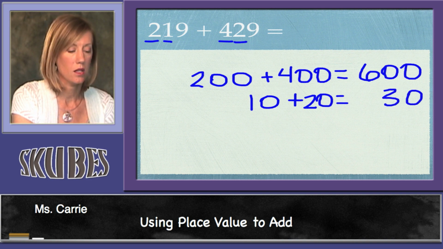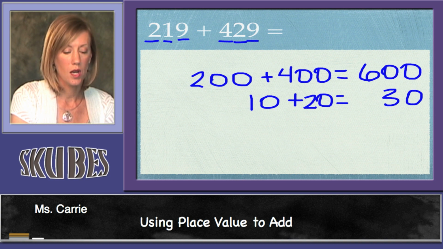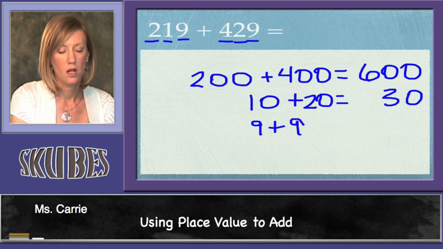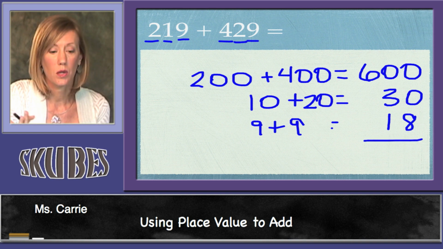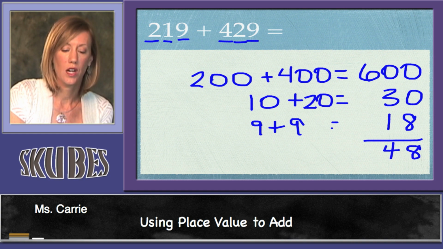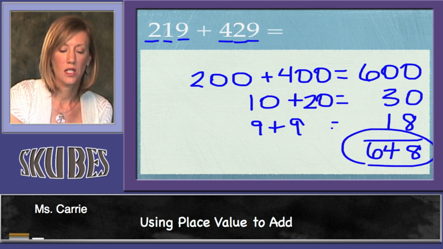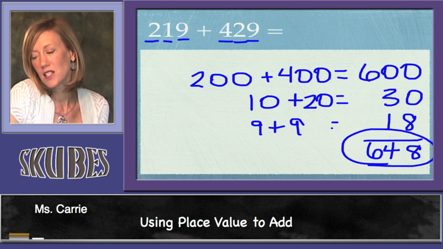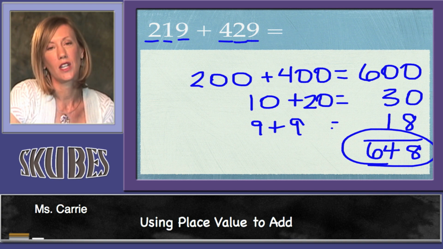Now we have to add our ones. Well, our doubles, 9 plus 9, are equal to 18. Now I can add this up really quickly and easily. 8 plus 0 is 8. 3 plus 1 is 4. We bring our 6 down. Our answer is 648. That ends our lesson today on using place value to add.